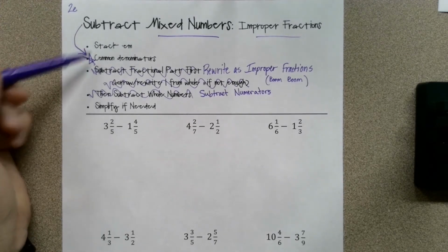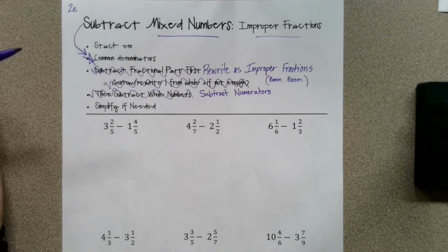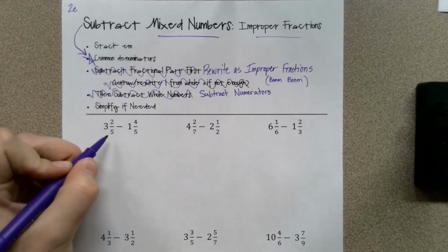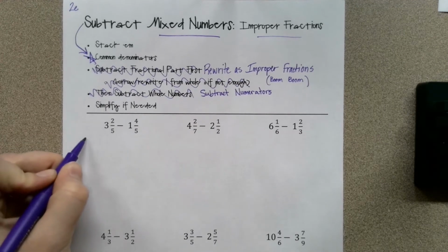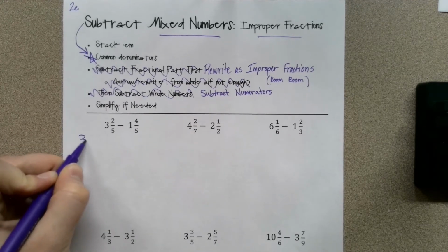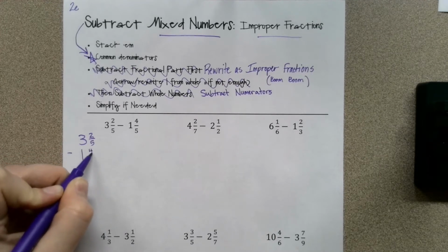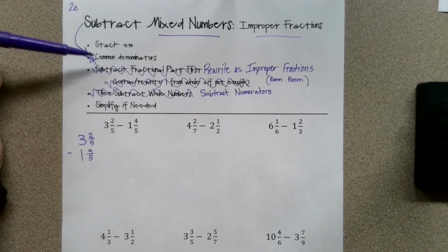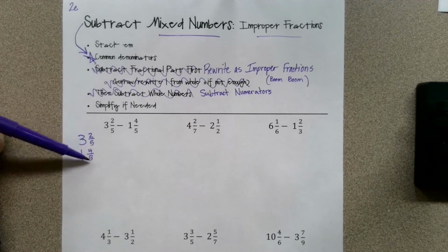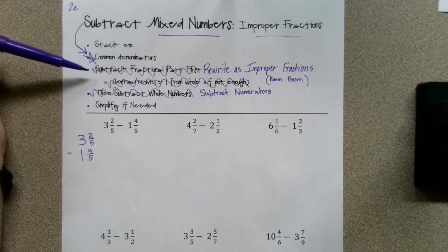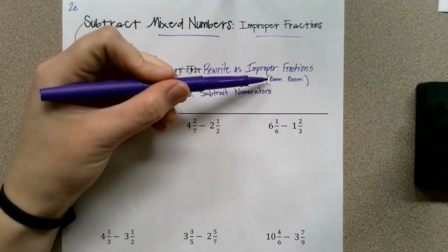But this time, after getting those common denominators, if we don't have enough, or even if we do, we're going to rewrite them as improper fractions to subtract. So let's do that for the first one. We have 3 2/5 minus 1 4/5. We already have common denominators, so we are going to rewrite them as improper fractions using our boom boom strategy.